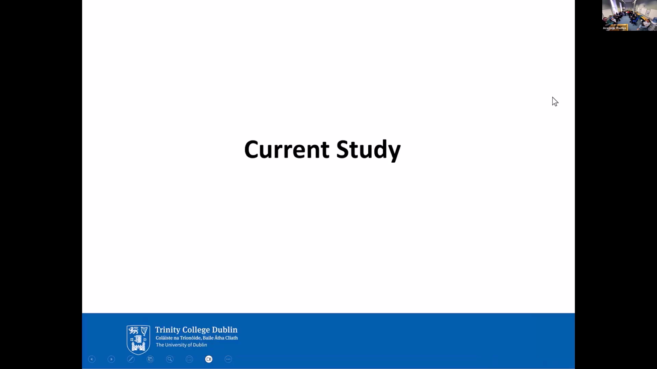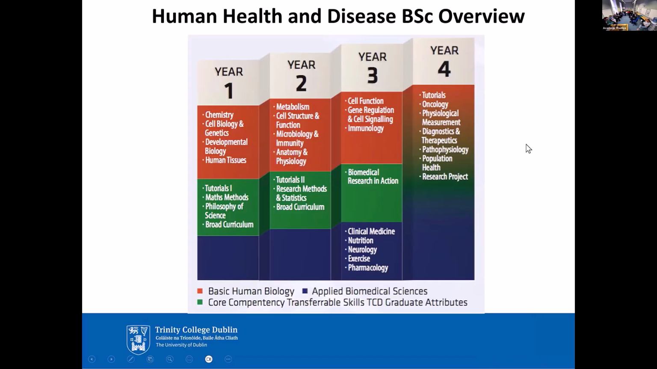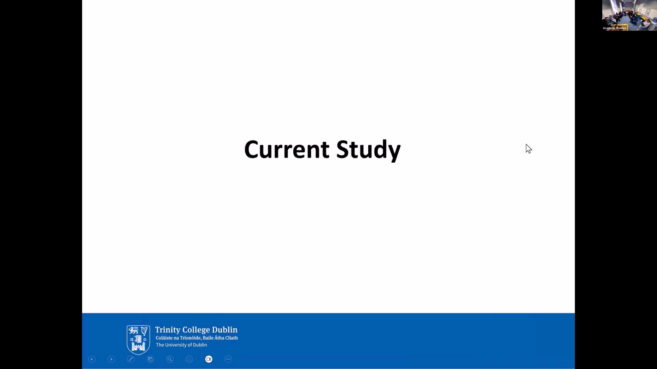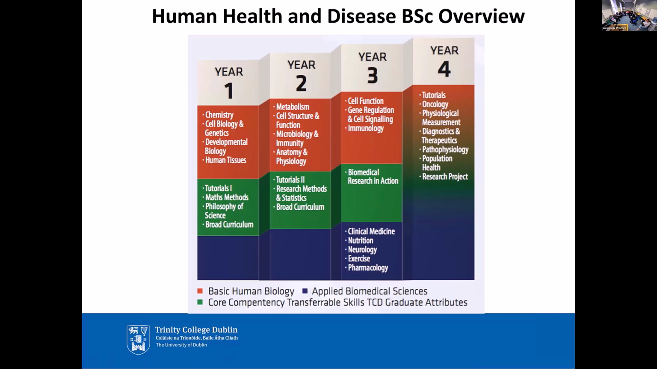Right. So then onwards to the current study. I joined Trinity in 2015, and as part of my role, I've been acting director for 9 years of the BSc in Human Health and Disease, which is a 4-year degree program here in Trinity in the School of Medicine. It's a direct entry program. It's about 35 students in each year of the class, and there's the 4 years of the program.